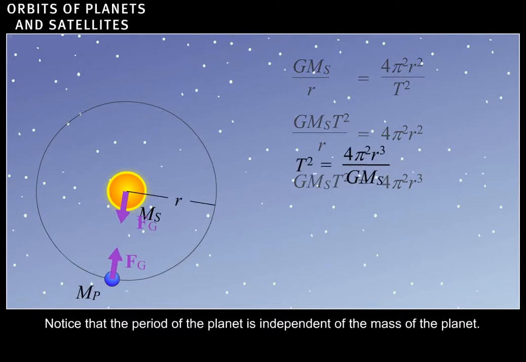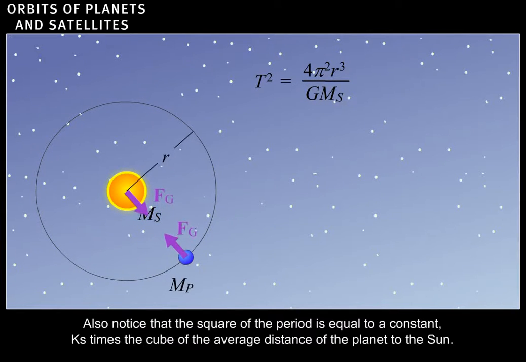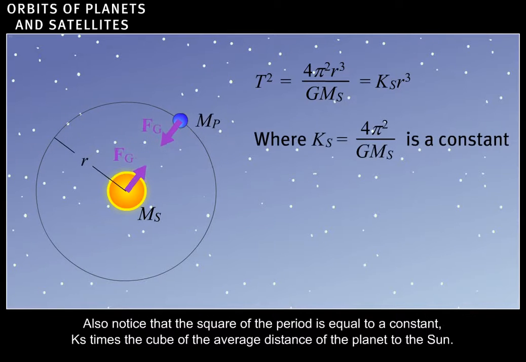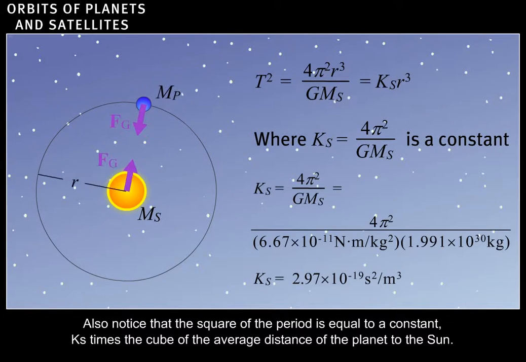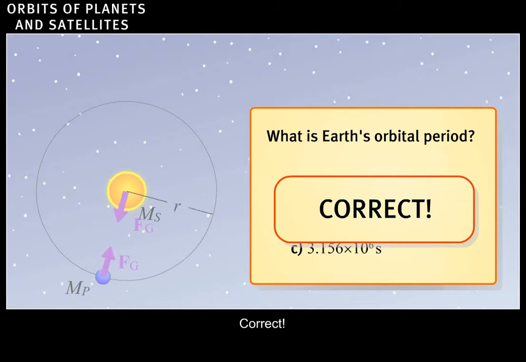Notice that the period of the planet is independent of the mass of the planet. Also notice that the square of the period is equal to a constant, Ks, times the cube of the average distance of the planet to the Sun. What is Earth's orbital period? Correct.